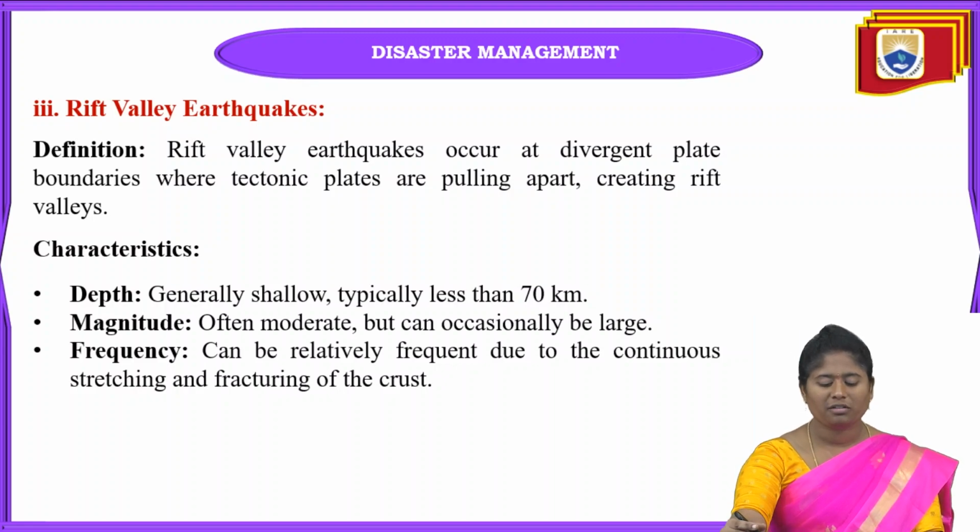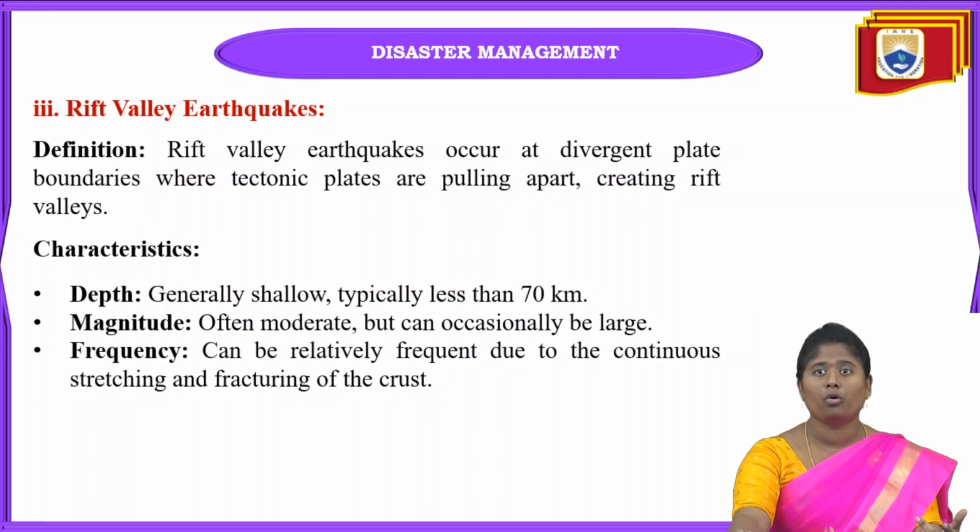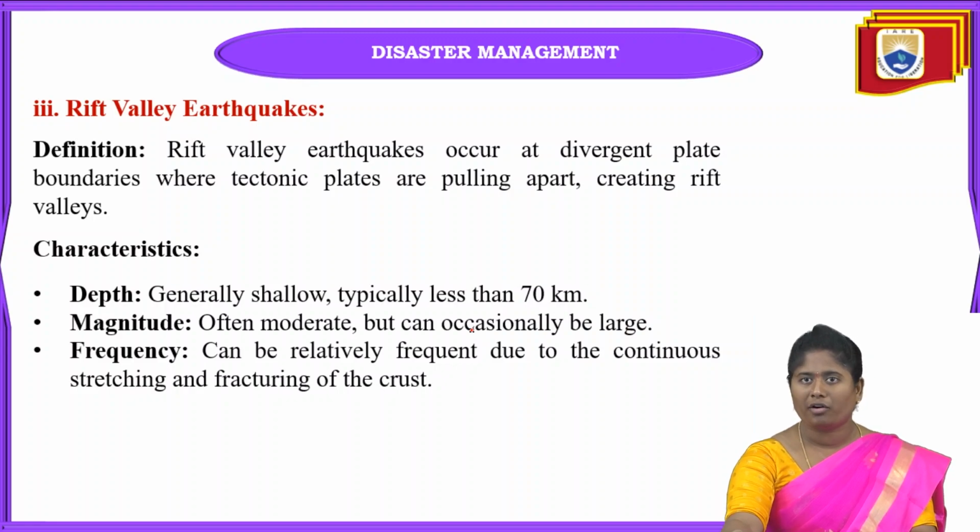Okay, and what is the magnitude? It will be somewhat moderate. So much loss will not be there. Why? Because maybe human loss will not be there, but ground shaking and some small buildings can collapse. Its magnitude will be almost 4 to 6, and it is mainly moderate, and sometimes it may be large also.